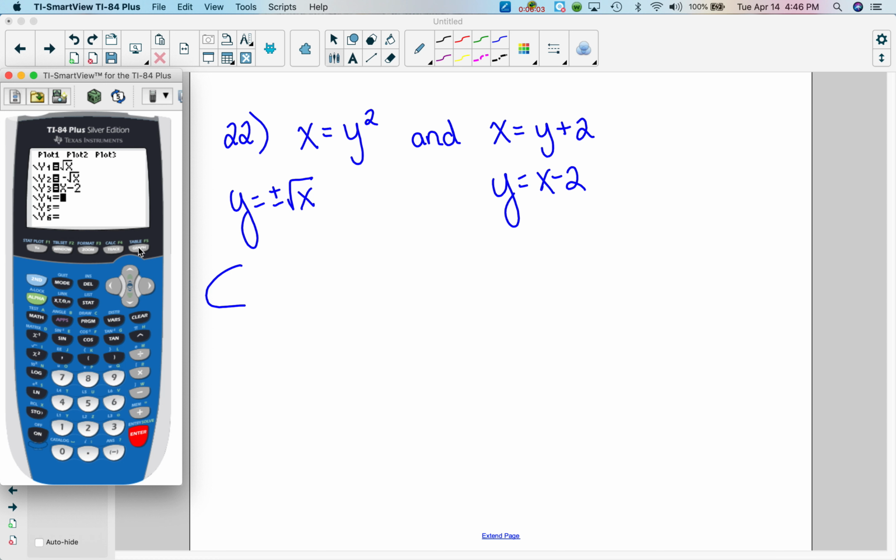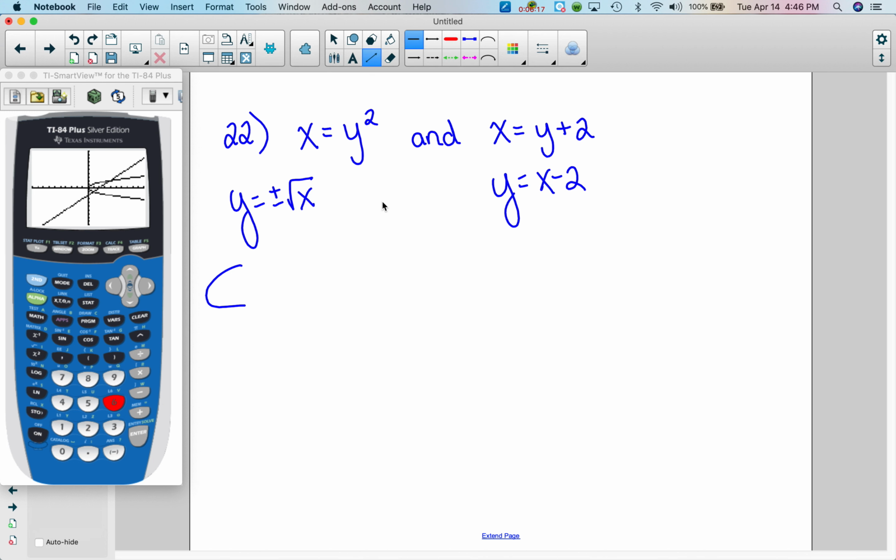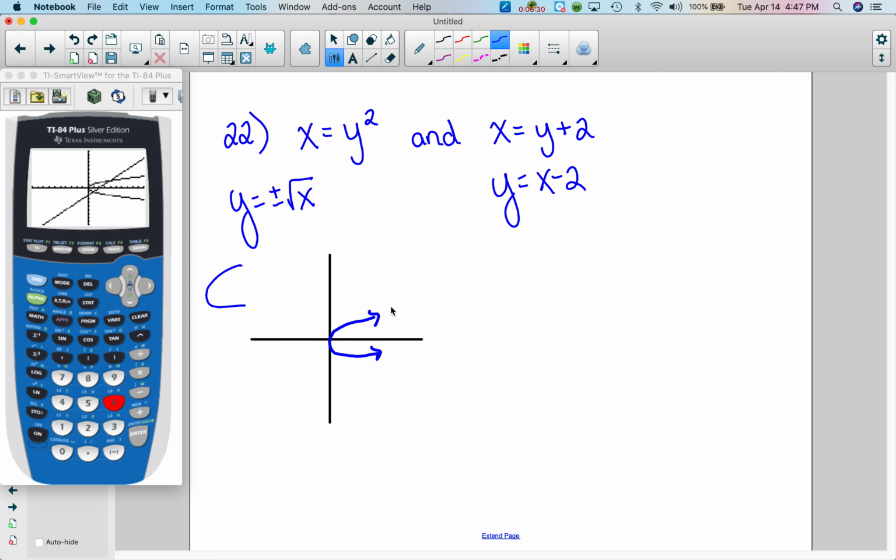So now if I graph those, I'm going to go back to my normal standard viewing window. Okay, so this is what the picture looks like that I'm interested in. I mean, you could do a sketch, that's fine. So if we just go through and sketch this, we have this sideways parabola, and we have this line, and we are looking for this region.